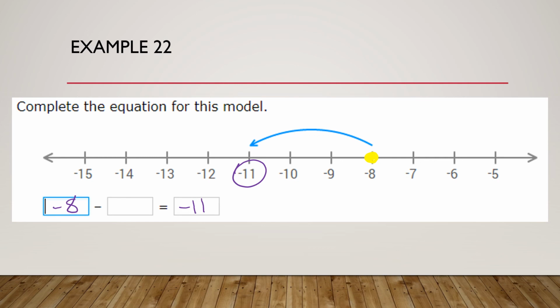Okay, so what are we subtracting? How far to the left are we going to get that? So it's going down by ones. 1, 2, 3. We subtracted 3.